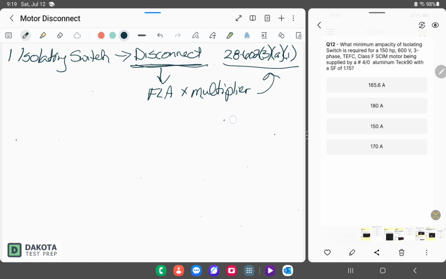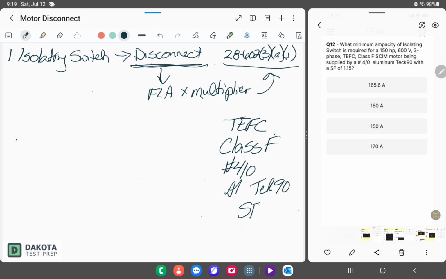Do we need to know that it's TEFC? Do we need to know that it is Class F? Do we need to know that it's being fed by a 4-aught? Do we need to know it's aluminum Tech 90? Do we need to know the service factor? Nope, nope, nope, nope, nope. We don't need to know any of those things. We only need to know the FLA and the multiplier.